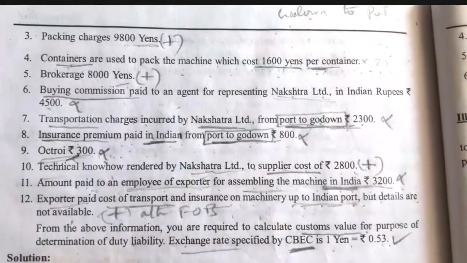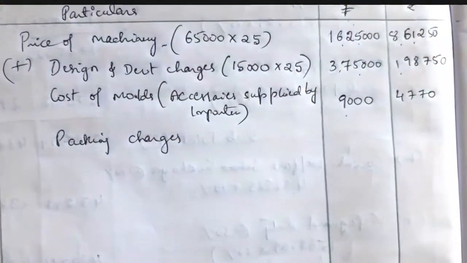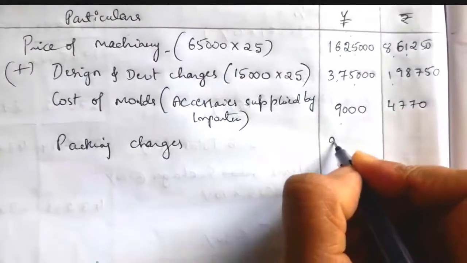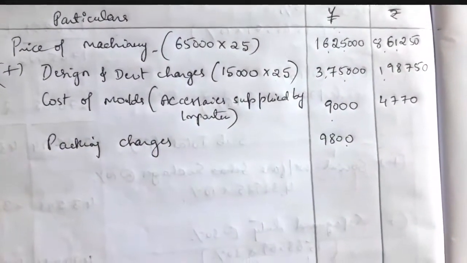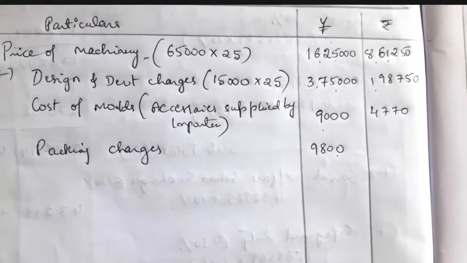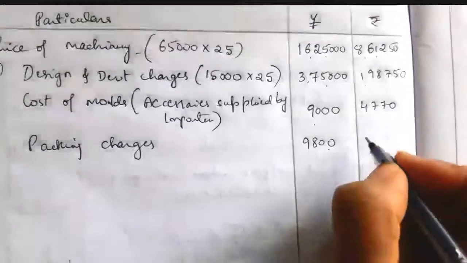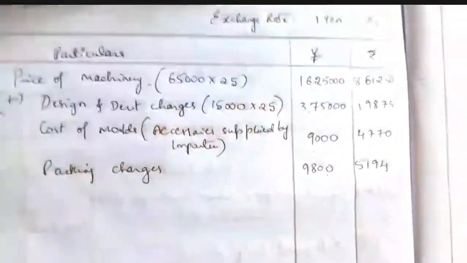Next expense is packing charges. That is 9,800 yens. We have to add packing charges, so write 9,800 in the yen column. Now multiply 9,800 into 0.53, which is equal to 5,194.